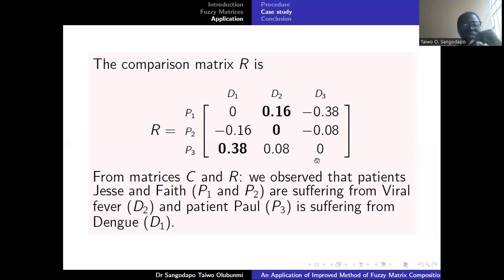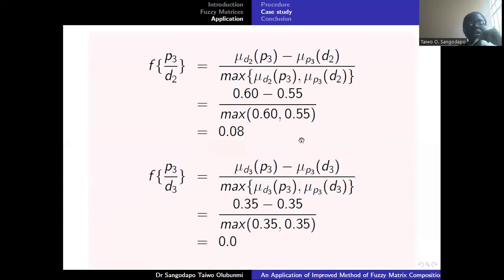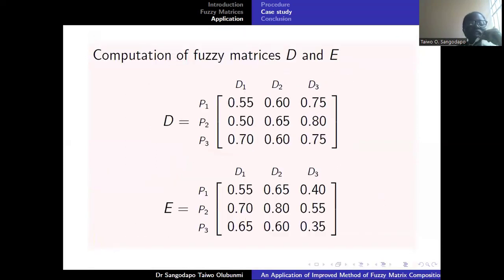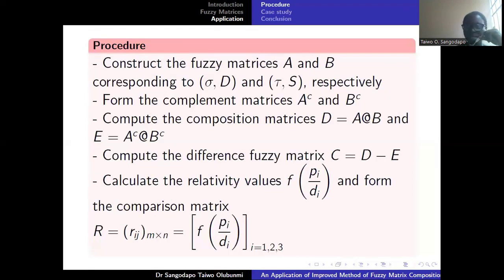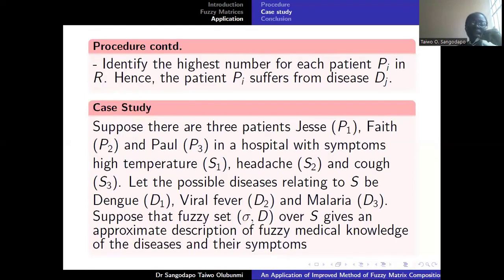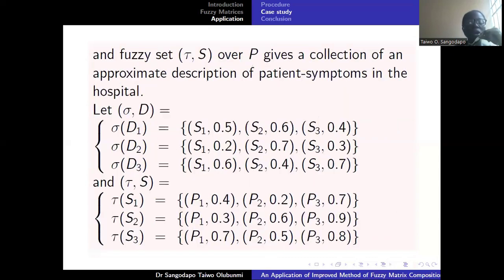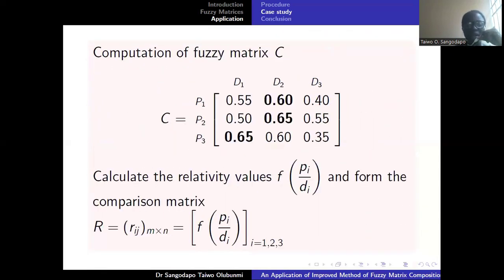So from matrices C and R, we observe that patients Jesse and Faith have the highest value. Part of the procedure, the last thing we have to check in our procedure, is that we have to identify the highest number for each patient in R. Then we have to compare this with matrix C before we draw our conclusion. So that's what we are doing now.